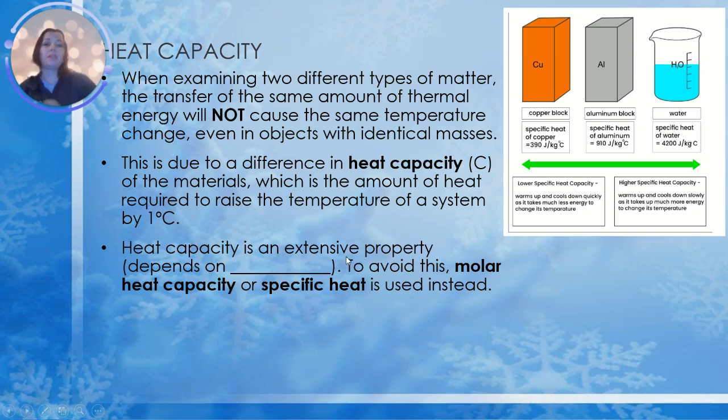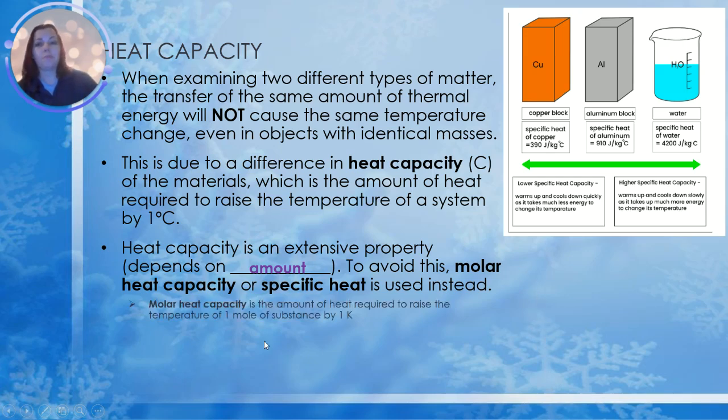So heat capacity is an extensive property, meaning it depends on amount. To avoid that fact and having to measure it every single time, we use molar heat capacity or specific heat. Specific heat is an intensive property that actually can be used to identify substances, and that is a classic calorimetry lab to do, to identify an unknown metal by calculating its heat capacity, specific heat.